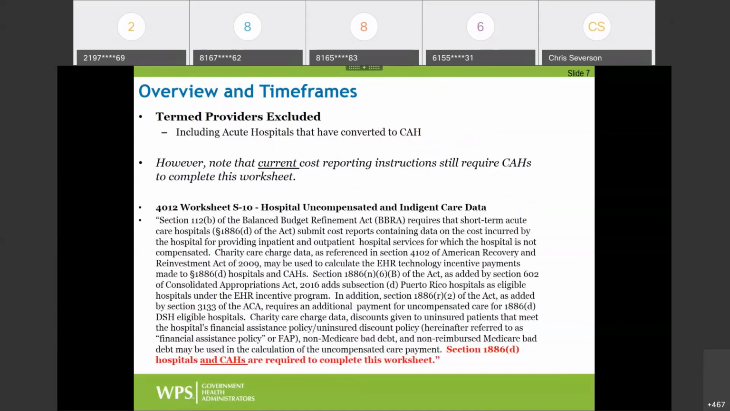Now, there are a few provider types that are excluded. Again, it's DISH eligible. So certainly if it's a critical access hospital, they're not in any way, shape, or form DISH eligible. So if you have an acute care hospital that has converted to critical access hospital, that's basically deemed to be a termination of that original acute care provider number. And those providers that have termed, including the termination or transfer to a critical access hospital, are excluded from the S-10 audits, because there's just no way at all the data could ever matter for those types of facilities.